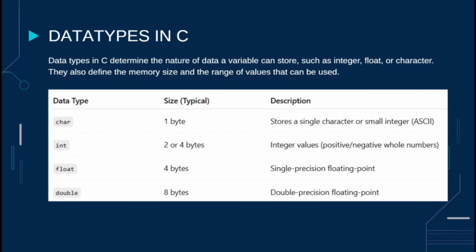Character typically has 1 byte of memory allocated, which is used to store a single character or a small integer. An integer data type has 2 or 4 bytes of memory allocated depending on the compiler, and which is used to store integral values, that is both positive and negative values. Float has 4 bytes of memory allocated, used to store a single precision floating point. And double, which has 8 bytes of memory allocated, which is used to store a double precision floating point. That is, float and double can be used to store decimal point values as well, depending on their required precision.